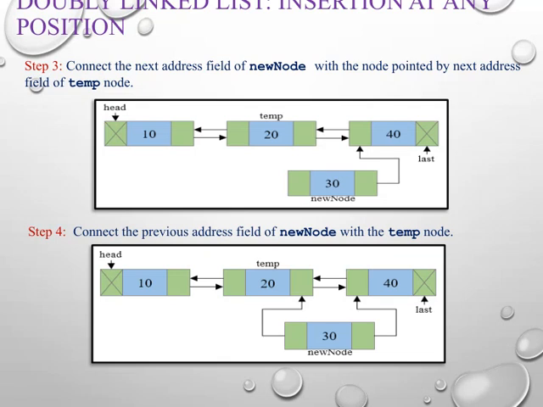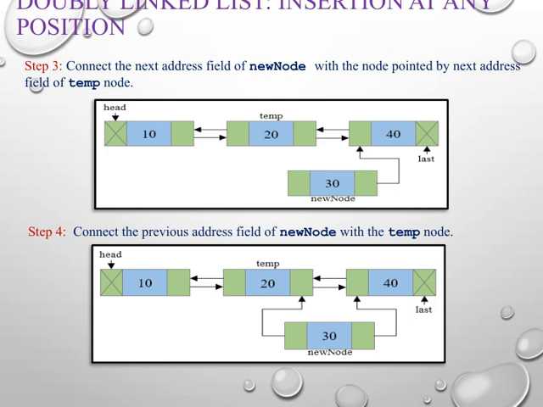Now, let's look at the next steps involved in inserting a new node at any position in a doubly linked list. In step 3, we need to connect the next address field of our new node with the node that is currently pointed to by the next address field of the temp node. This effectively links our new node to the node that comes after the temp node, maintaining the chain.